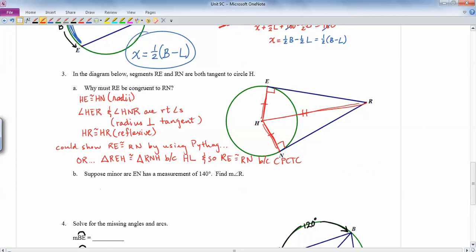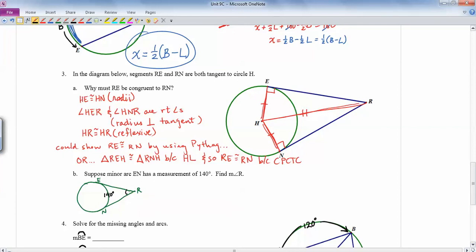All right. So then the next part says, suppose in the same diagram that EN has a measurement of 140 degrees. So I'm just going to redraw this by itself here. Here's the circle. Here are the tangents. Here's EN. And R is here. And they mentioned that EN is 140 degrees right there.